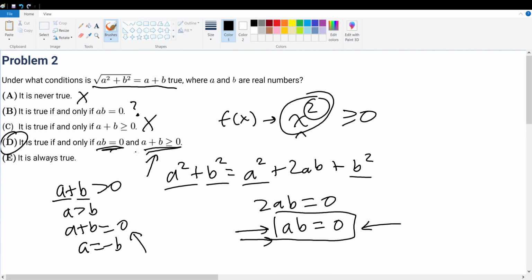E: It is always true. Well, that's wrong because if a times b, for example, is not equal to 0, then there's a chance that it's not true. So E is false, so we cross out E. Now let's compare B and D. Both B and D are very attractive, but D is more conclusive. It covers more range and it's more in-depth and in breadth. So therefore, I would choose D and not B, which is the correct answer.